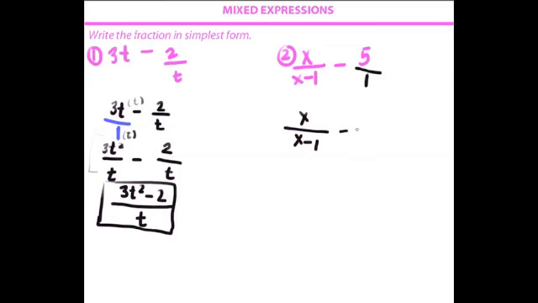minus 5 over 1. And so what's my common denominator in this problem? My common denominator in this problem is going to be x minus 1, okay? So I have an x minus 1 here. I have an x minus 1 there. Okay, this first fraction, nothing changed.